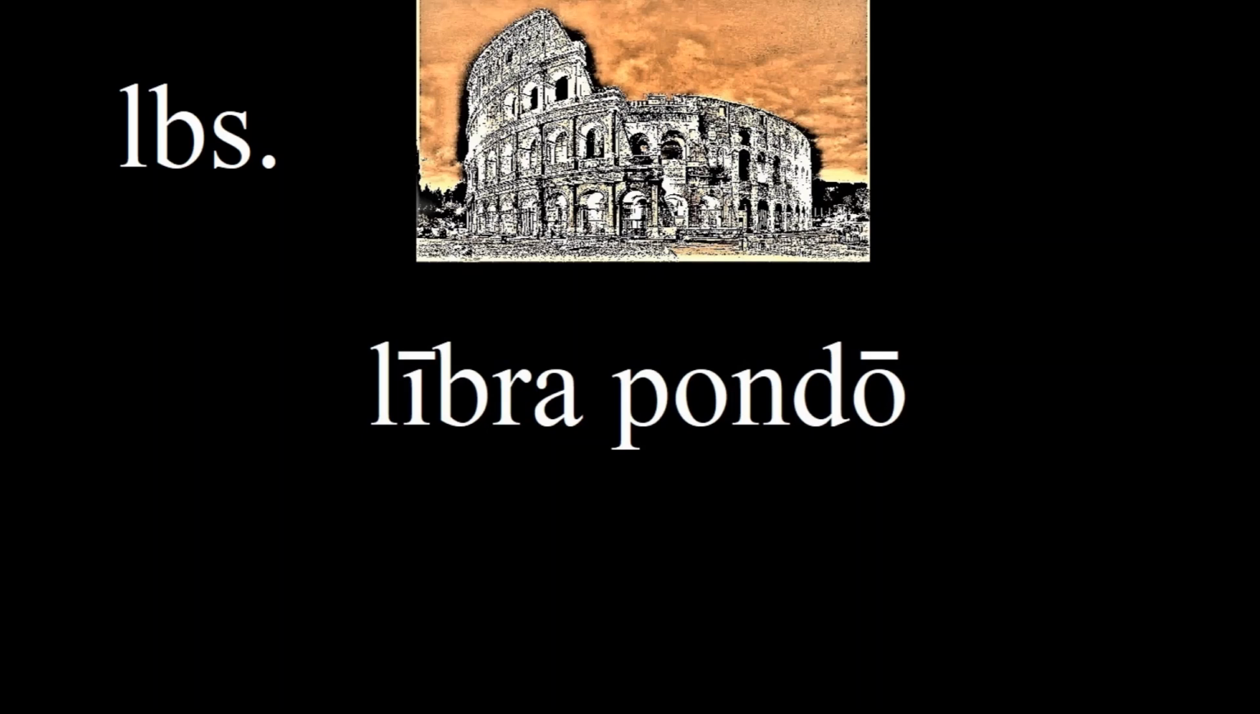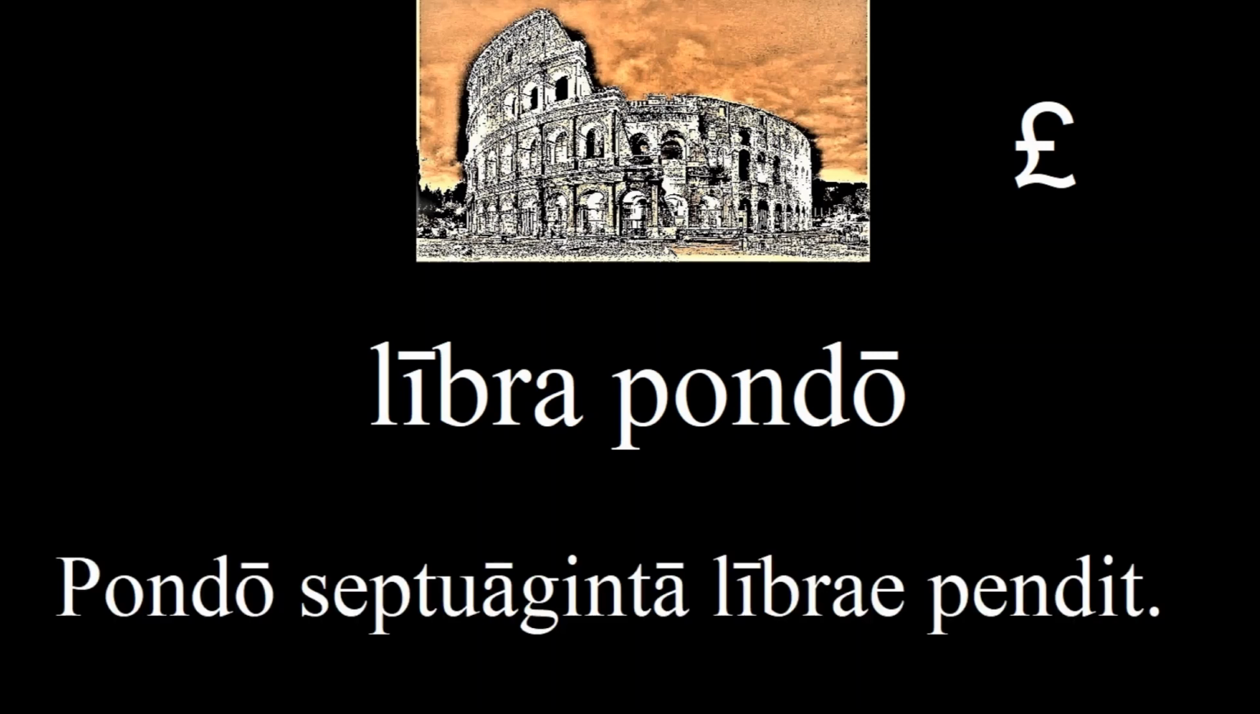The word libra is also the reason why the symbol for the British pound is this L with a line through it. And we can use these words in Latin in order to say how much something weighs. Pondo septuaginta librae pendit. It weighs 70 pounds. Following the Latin order, this is by weight 70 pounds hangs. A pendulum is a weight hung from a fixed point, so you can see its connection with the word pendit. This word can mean to hang or to weigh.